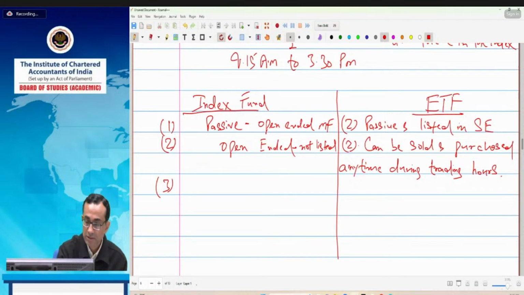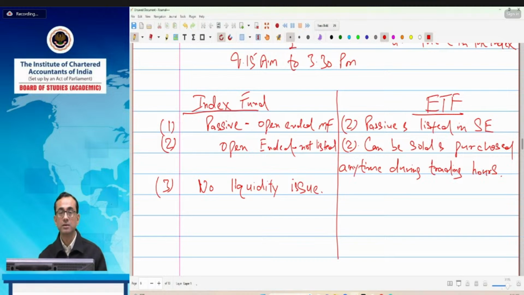Now, there is no liquidity issue in the case of an index fund. No liquidity issue means you can exit from the fund at any time. You can sell your index fund at any time and get out of the fund. But there are liquidity issues in the case of ETFs.